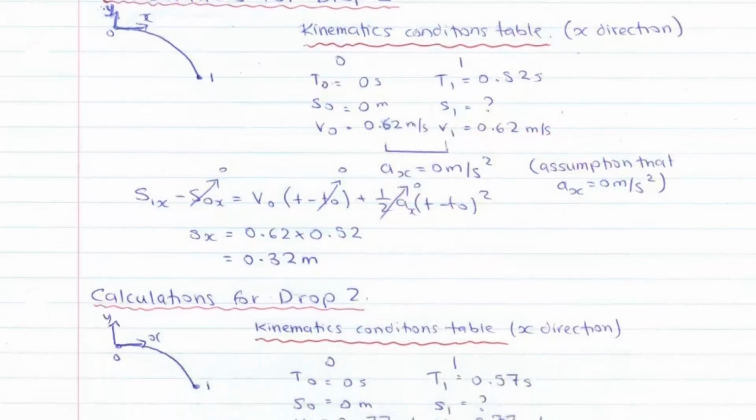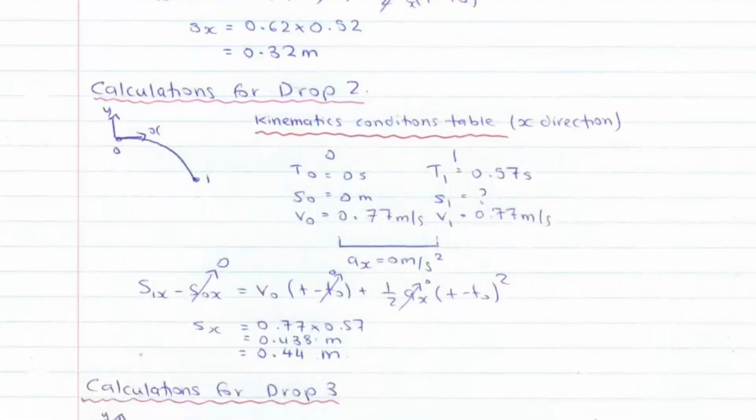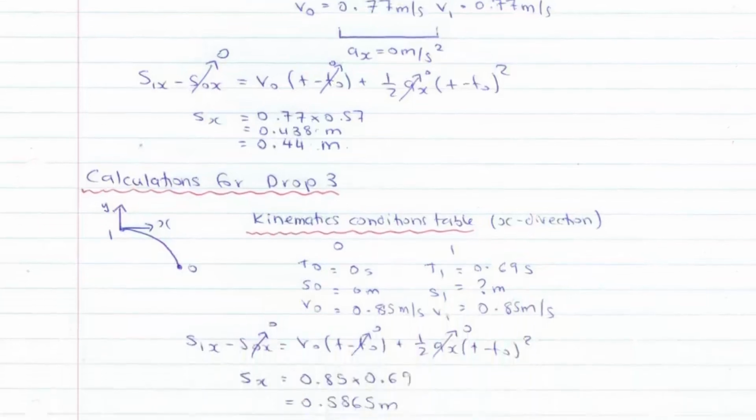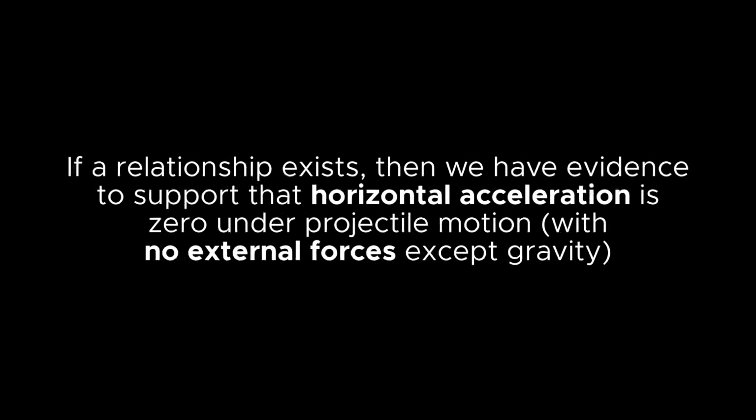Assuming the horizontal acceleration is 0, a kinematics table illustrating the x motion can be used to calculate the theoretical landing position of the ball in the form of the horizontal distance from the table. The theoretical value is then compared to the experimental value to prove that the horizontal acceleration equals 0.